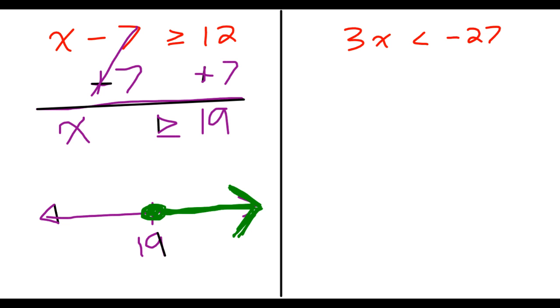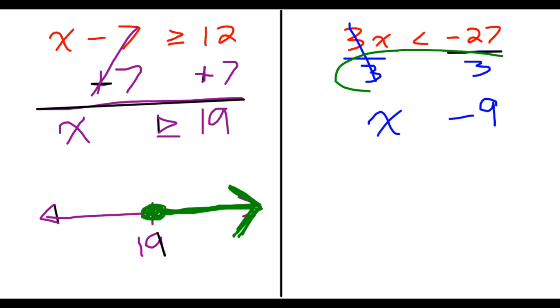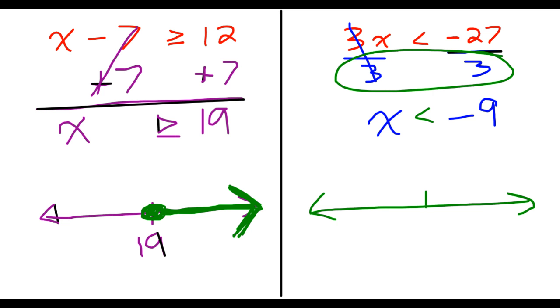For the second one, 3x is less than negative 27, we'll divide by 3. When we divide by 3 on the left-hand side, we get x. On the right-hand side, we get negative 9. And even though negative 27 is a negative number, we only flip the inequality when the operation that we're doing to the inequality is a negative multiplication or division. Right now we're dividing by a positive 3, and therefore our inequality stays in the same direction. So here's our number line. There's negative 9, that's our key part. It is an open circle because it is strictly less than negative 9 and not less than or equal to, and the arrow is to the left. We want everything less than negative 9.